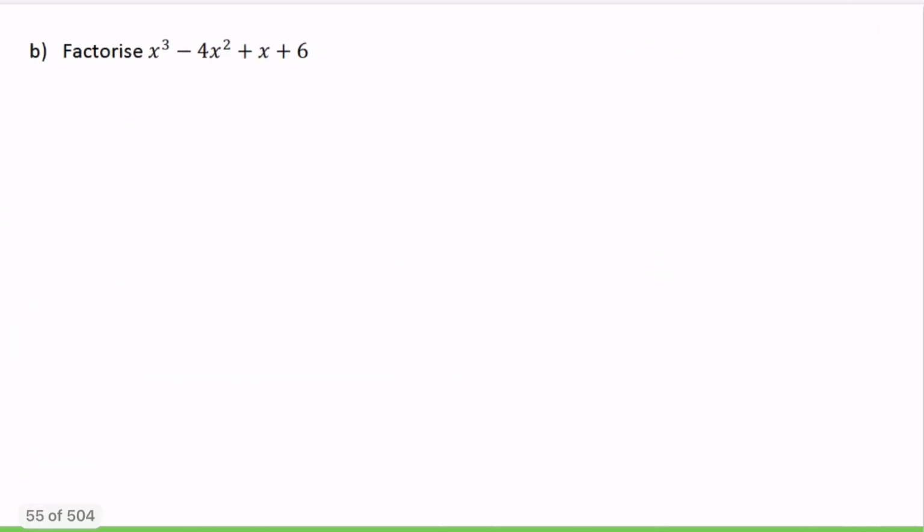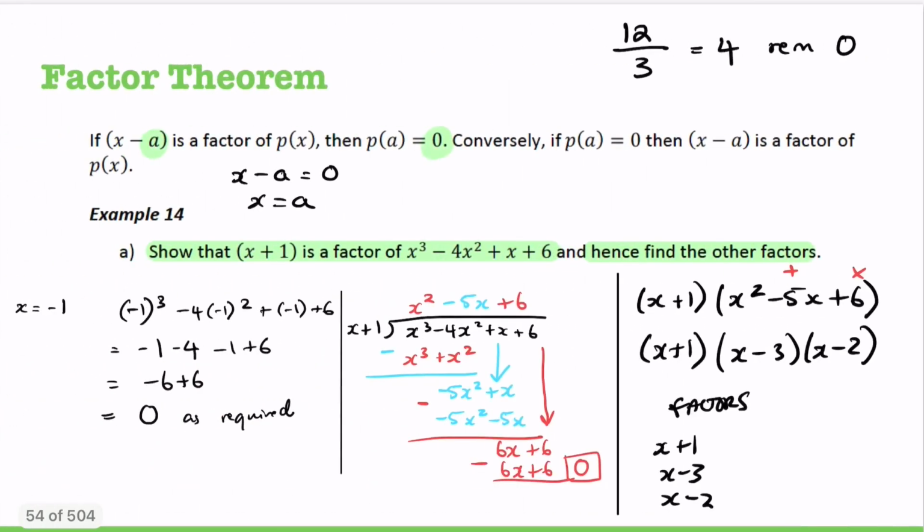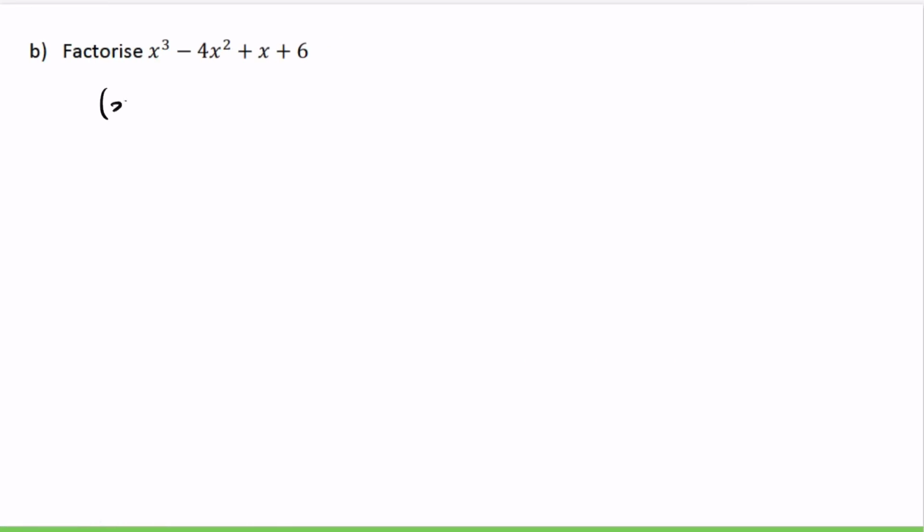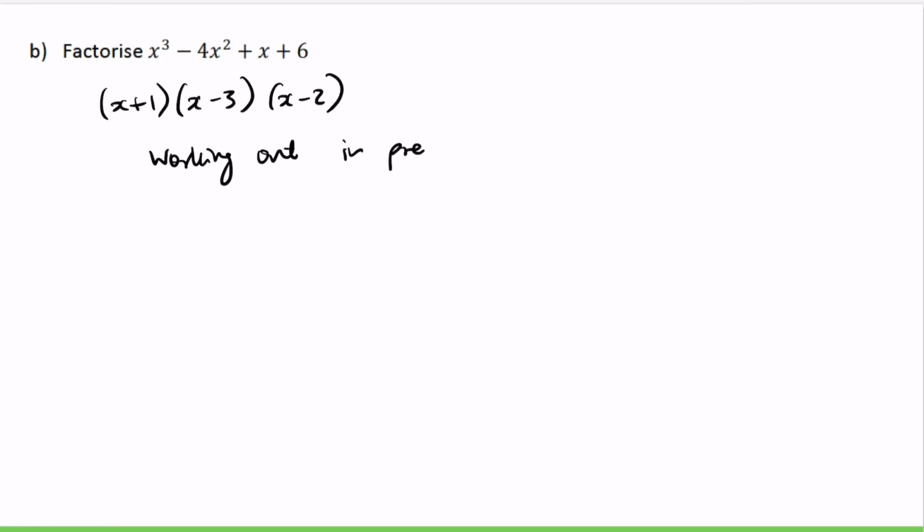Now for part B, it says factorize this expression. That's exactly the same as we had before. I'm not really sure why they're 2 separate questions. I think here they wanted us to use the factor theorem to find these other factors, but in this case, the long division does the job. So in fact, it's the exact same answer. If we were to factorize it, it would be x plus 1, x minus 3, x minus 2, and just write a little note for yourself: working out in previous part.